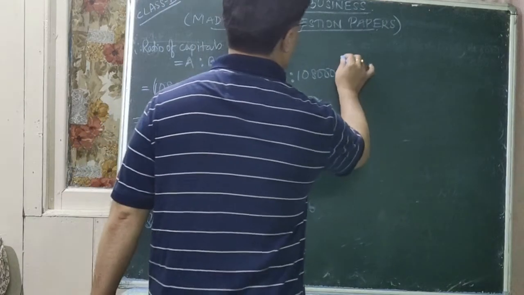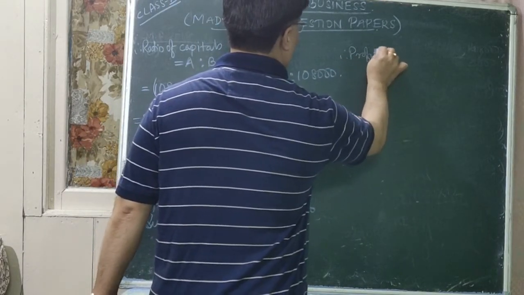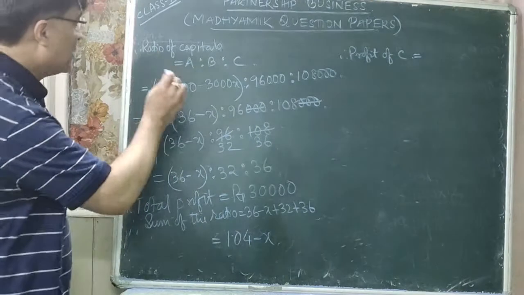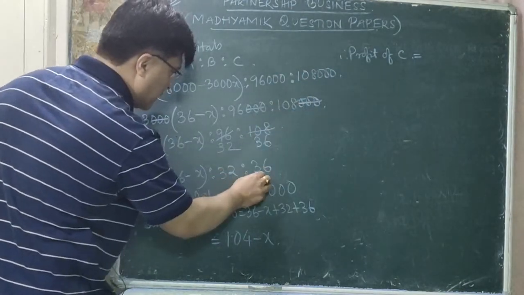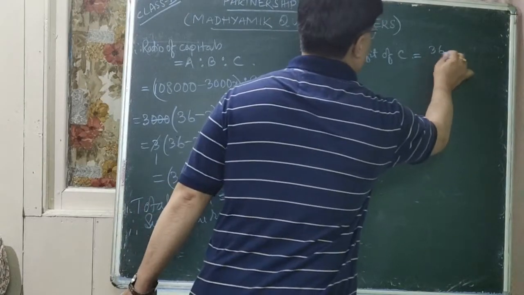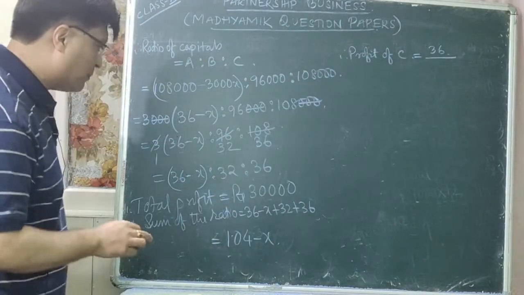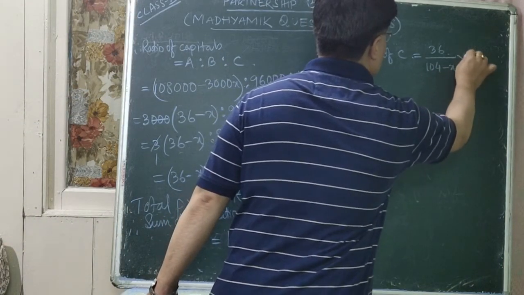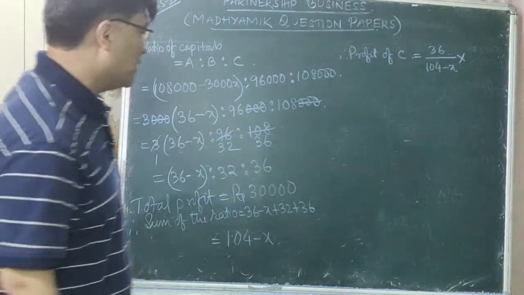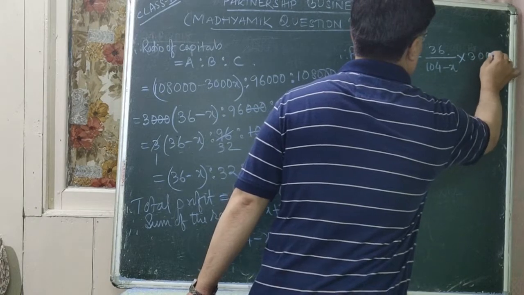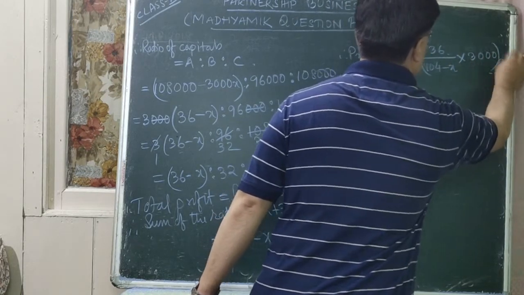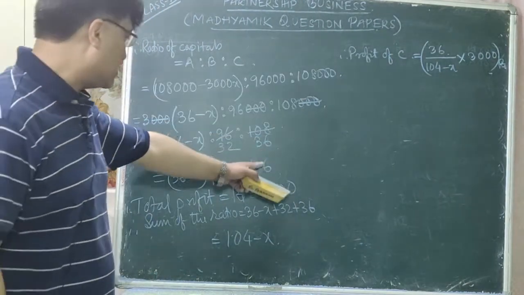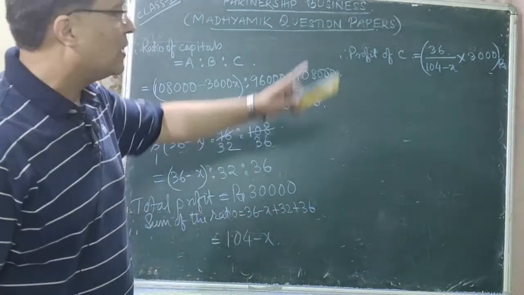So what is the profit of C now? Profit of C is equal to, how do we find the profit of C? Now what is C's equivalent number here? It is 36. 36 divided by what was the sum of the ratio? 104 minus x into what was the total profit? Total profit is 30,000 into 30,000 rupees. This is the profit share of C: 36 divided by the sum of the ratio 104 minus x into 30,000.